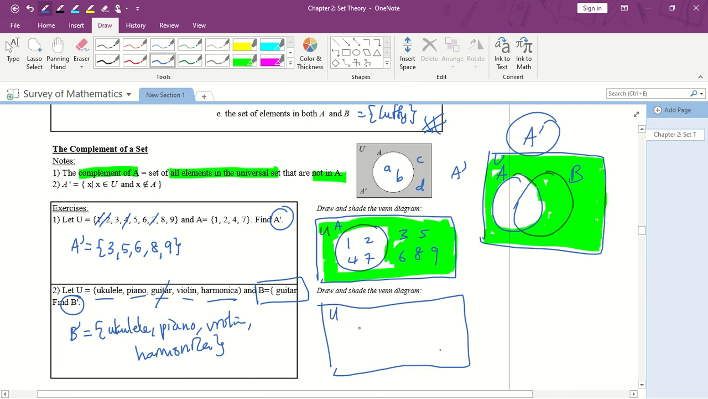When we draw the diagram, remember to put the U here and draw a set. Put B here, and this is guitar. We put all the other things outside because none of them are in B, so they will be outside of B: harmonica. And we just need to shade it. The way of shading it is to fill all the region outside B.